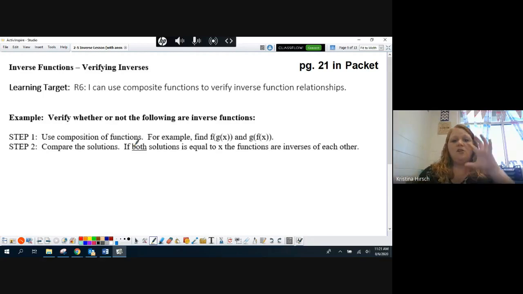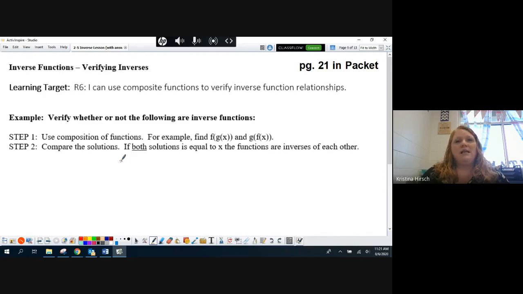Then take that other function and substitute it into the other. That's g of f of x, right? And when you do that, you're going to compare the solutions. If both solutions are equal to x, then the functions are inverses of each other. It has to be exactly x.